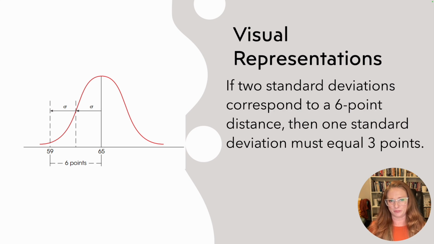Let's take a look at some visual representations here. So if 2 standard deviations from the mean correspond to a 6-point distance, then 1 standard deviation equals 3 points. And if you keep going, 3 standard deviations would then be 9 points. Because again, if you're no deviation from the mean, you're 0 points. 1 standard deviation is 3, 2 is 6, well then 3 is 9. Visually it looks like this.